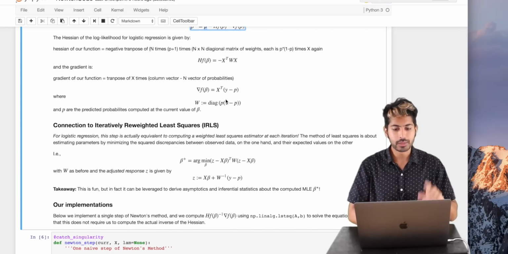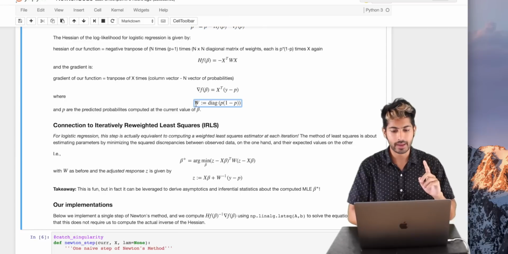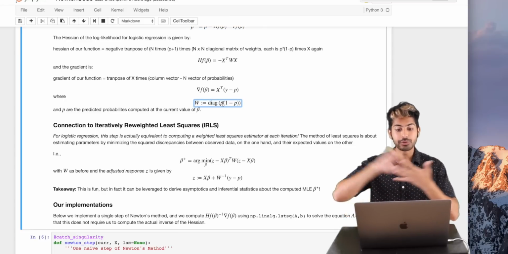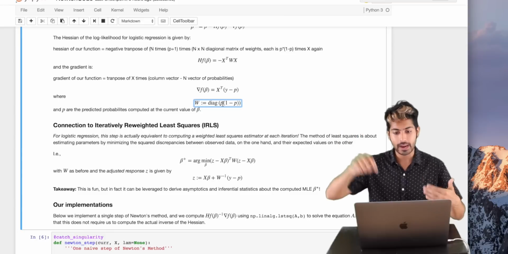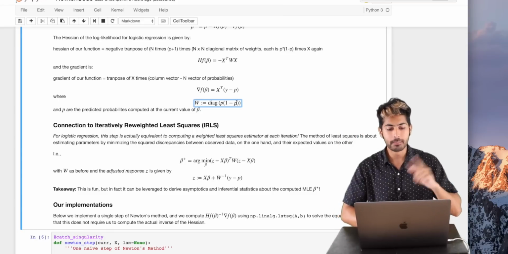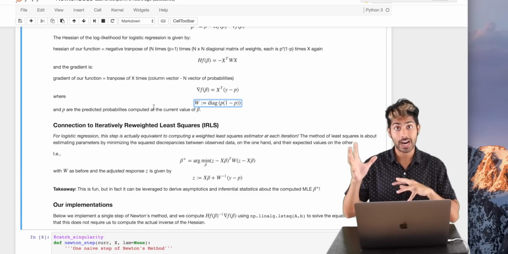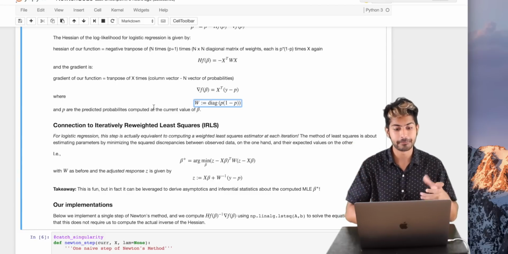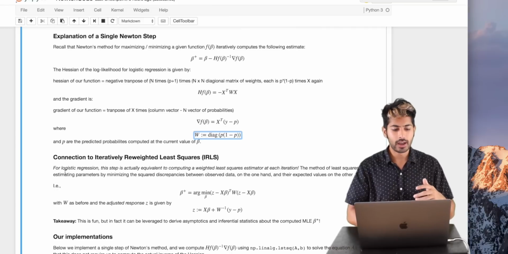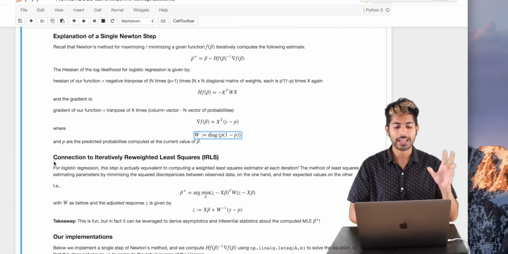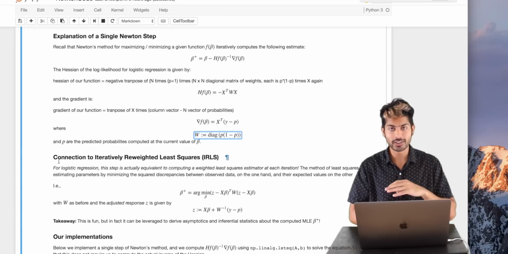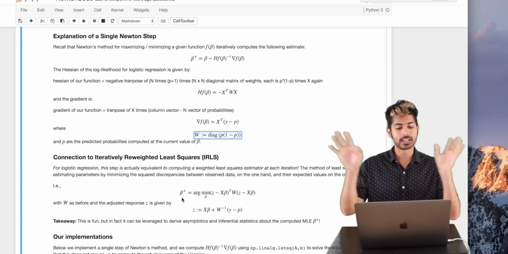And so, by the way, this is what that W looks like. It's a diagonal, which is, if you were to have a matrix of values, you would just take the diagonal of P times 1 minus P, where P are the predicted probabilities computed at the current value of the coefficient that you have. Okay, so you can connect this to something called iteratively reweighted least squares, but we're just not going to do that. That's for a separate time.